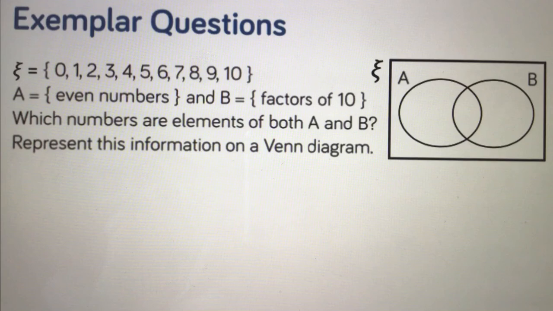Okay guys, my exemplar question number 1 says our universe is some integers from 0 to 10, and our A set is even numbers and our B set is factors of 10. Which numbers represent elements of both A and B? Represent this information on a Venn diagram.